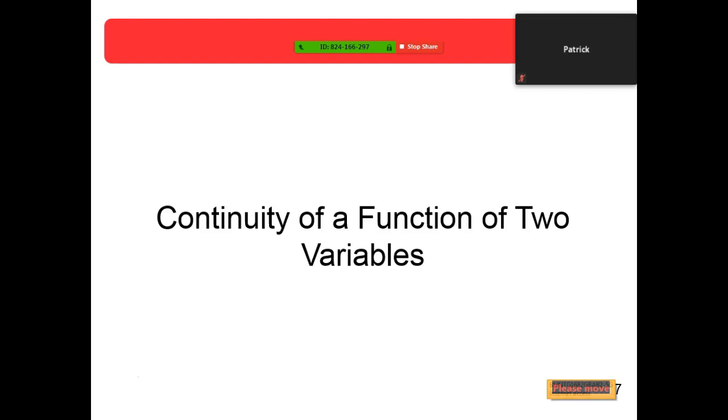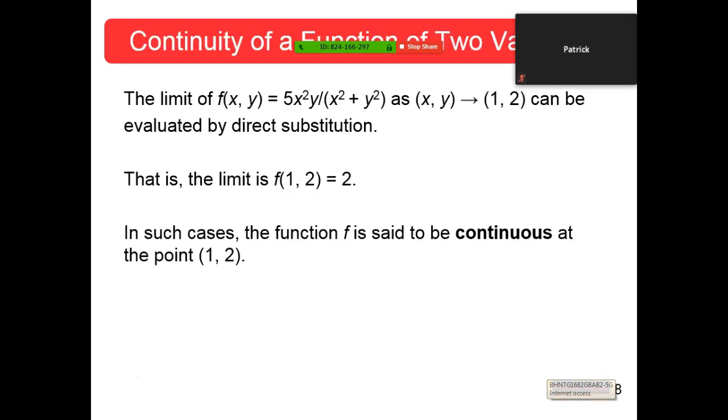Now, they said, notice in example 2 that the limit of, this is the one that was, let's see if they do this. I don't think they do. Yes, it is. There it is. The limit of f of x y, which is 5x squared y over x squared plus y squared, as x y is approaching 1, 2, can be evaluated by direct substitution. That's exactly what we did, okay? And that's what the book did too. That is the limit, f of 1, 2 is equal to 2. That's what the limit was, but that's also what the value was. In such cases, the function is said to be continuous at the point 1, 2. When the limit as you're approaching 1, 2 is 2, and the value when you calculate it is 2, then you're said to be continuous there.